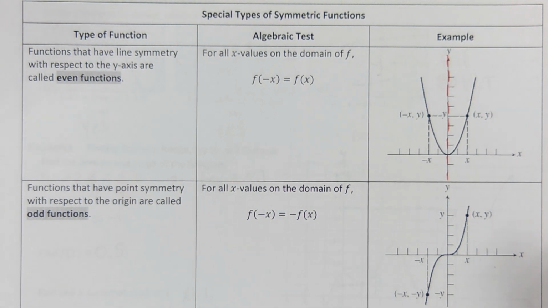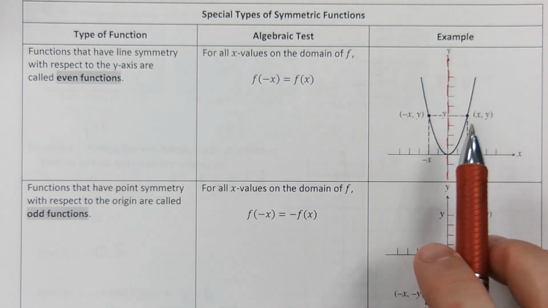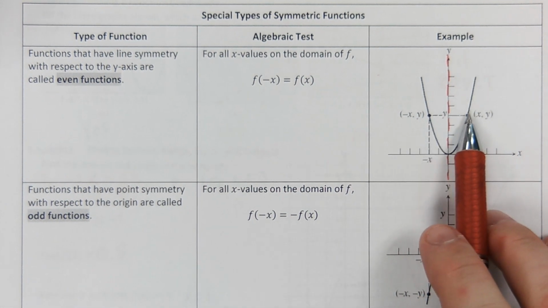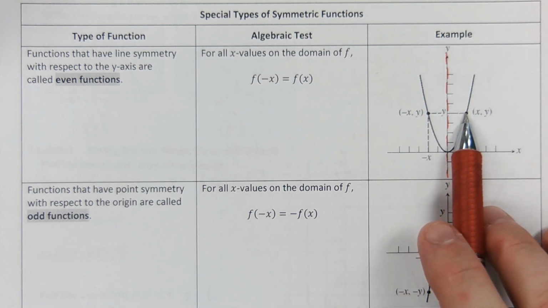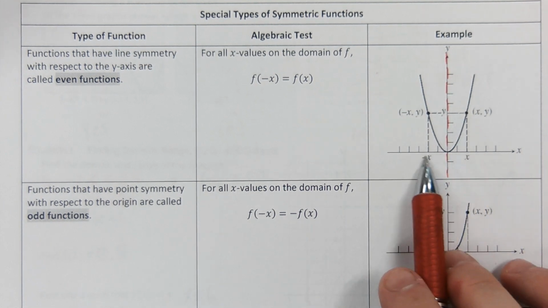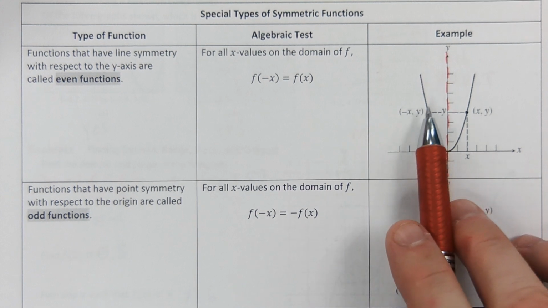But what if you don't? What if all you have is the equation? Well, we're not going to spend our time graphing everything just to see if it's even or not. Instead, what you do is you realize that if you're symmetric over the y-axis, that means when you have a positive x value, it's going to give you a y. And if you use its corresponding negative version, it gives you back the exact same y.